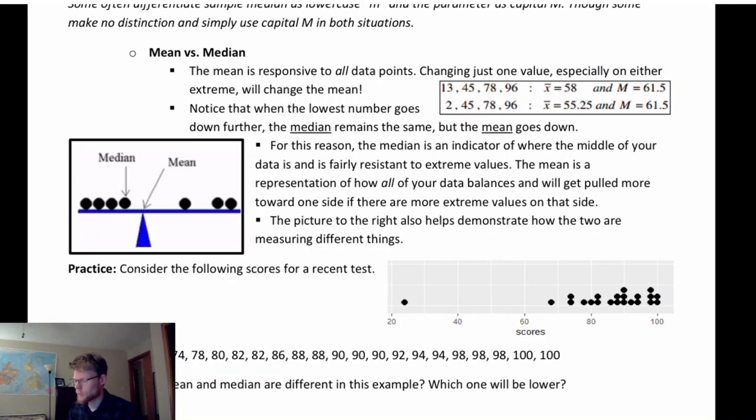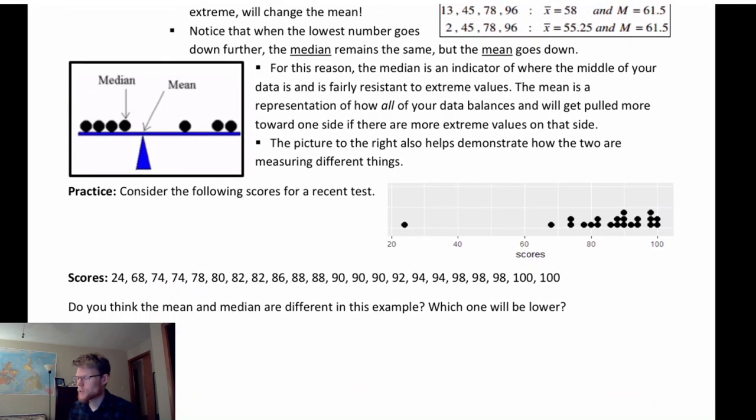All right, so here's a test example. I already talked about this, but if I were to calculate the mean and the median in this example, which one do you think is going to be lower? Do you think the mean is lower in this example, or do you think the median is lower in this example? So I will go ahead and answer that question. The mean is going to be lower.